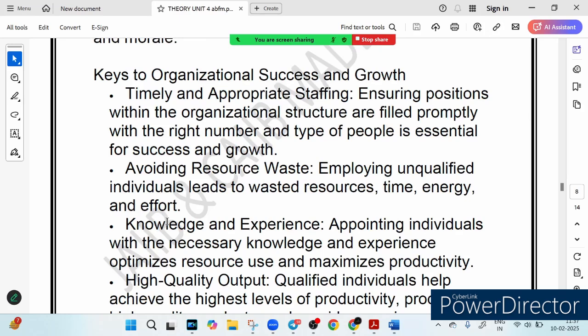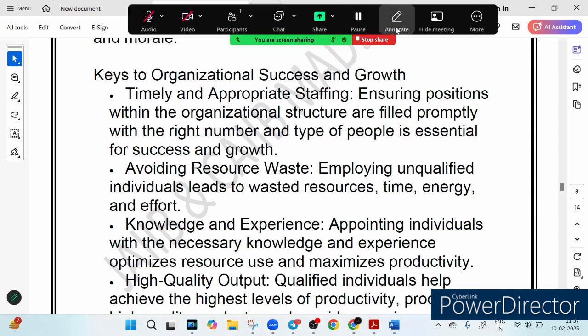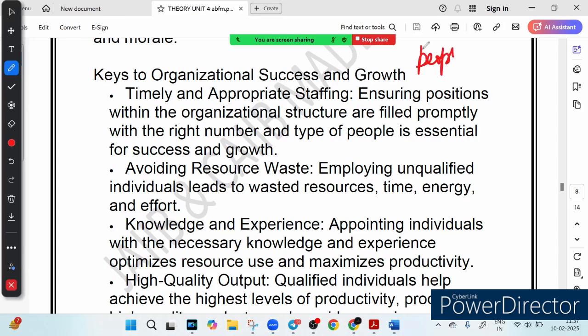Now, what are the keys to organization success and growth? What are the keys? Let's try to uncover it. So friends, ever thought what makes an organization successful? Well, it is not a fancy office or a big budget. It is about having the right people at the right time in the right role. So three rights are there. Right people, right time, in the right role. These three rights play a super important role. In this particular slide, I will cover the keys to organization success and growth in simple terms.